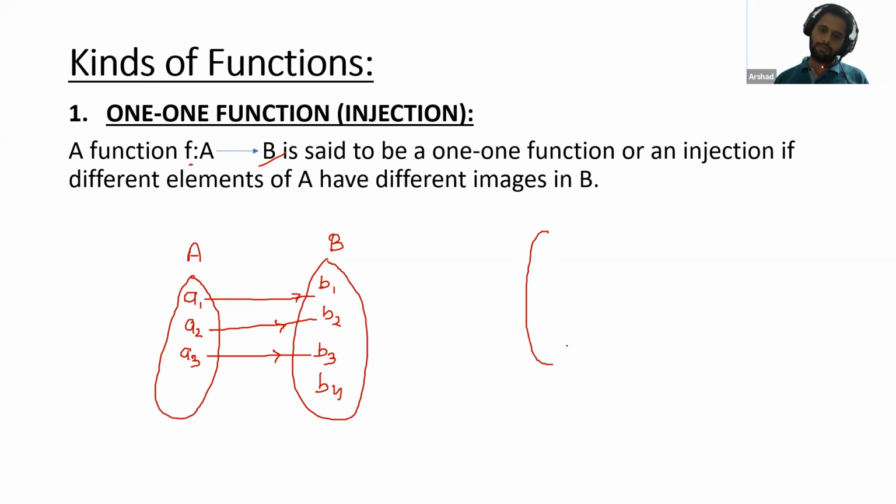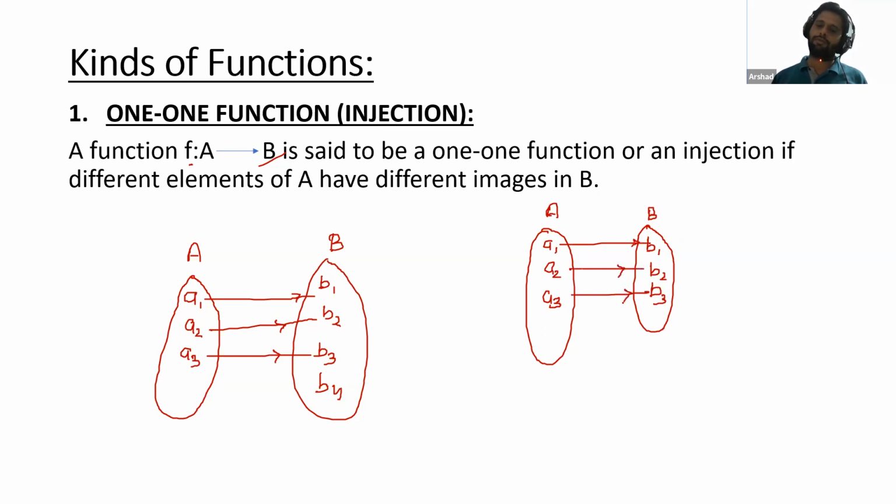Then please tell me this question, Mazia. Suppose we have this set A and we have another set B. Here we have A1, A2, A3, and here we have B1, B2, and B3. Now suppose A1 is linked with B1, A2 is linked with B2, A3 is linked with B3, and here we have a B4 and here we have A4. So Mazia, is this a one-one function or not?